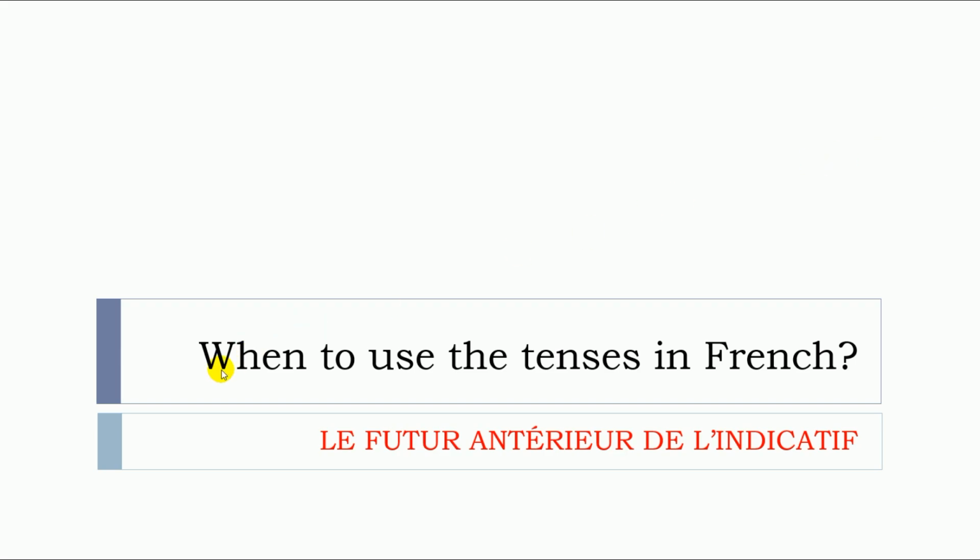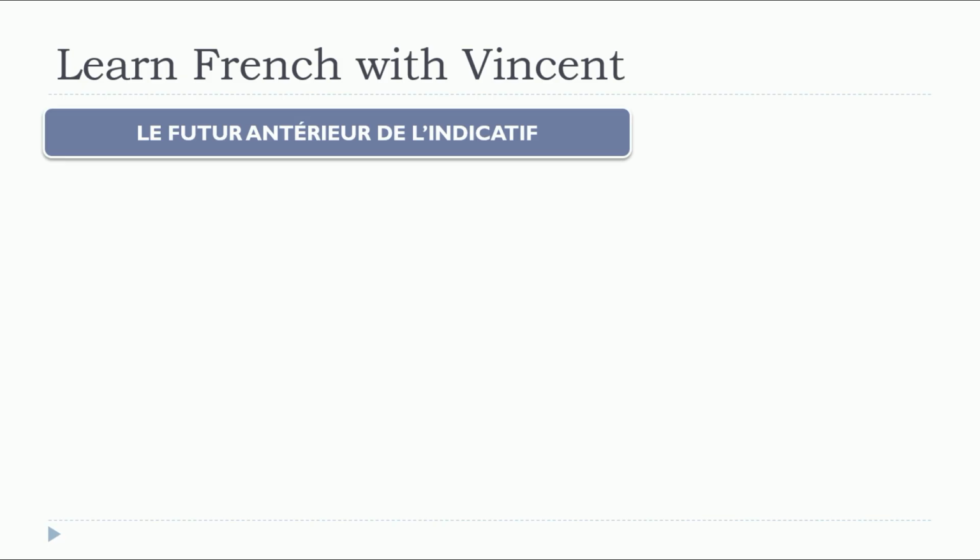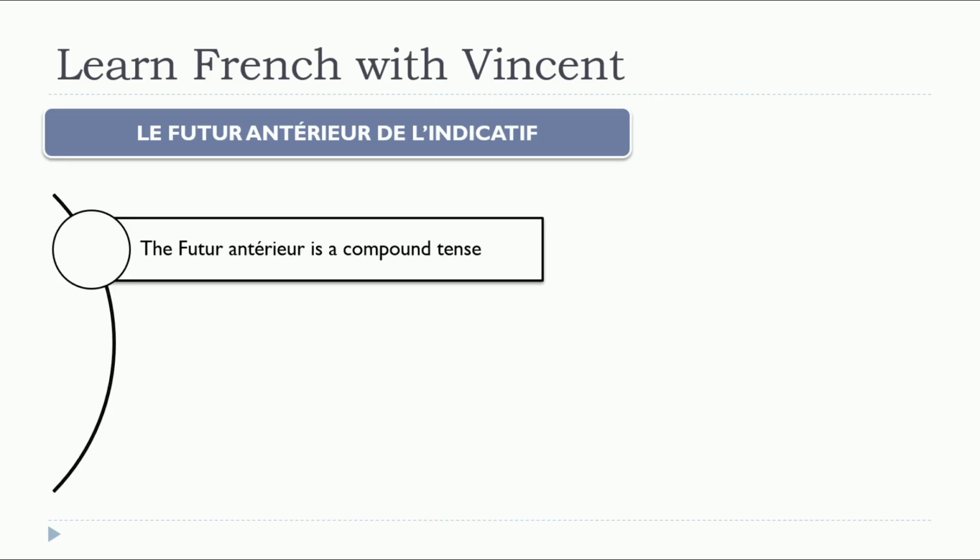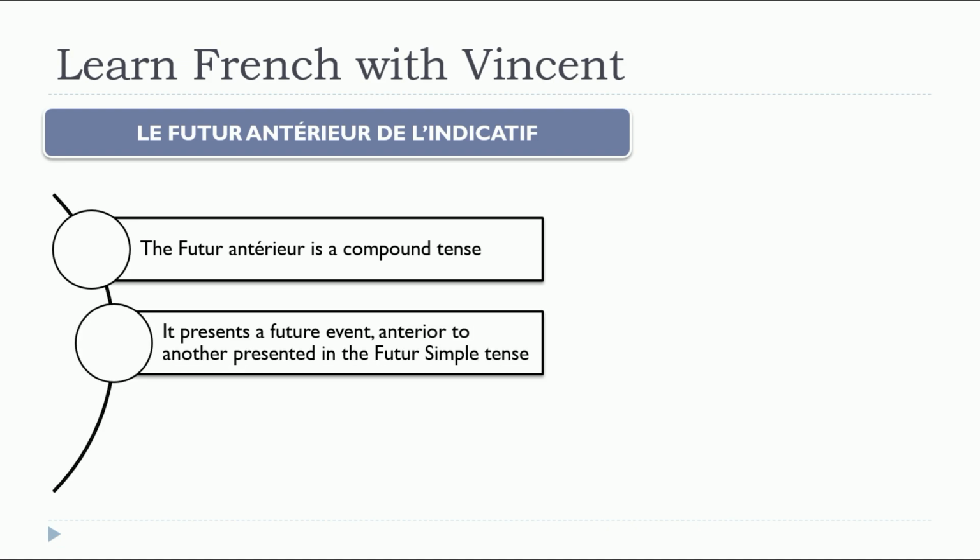In this video, we will see together when to use the tenses in French and more precisely for this video, le futur antérieur de l'indicatif. So the first thing that we can say is that it is a compound tense. So it means that you will have to use the auxiliary avoir or être. Second thing, it presents a future event that is anterior to another presented in the futur simple tense.